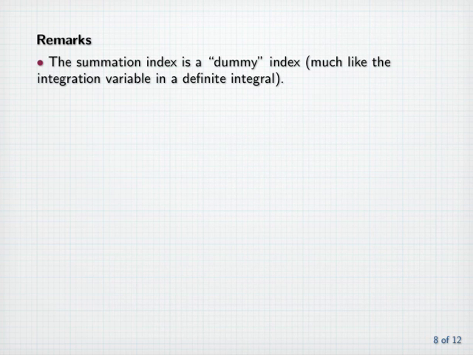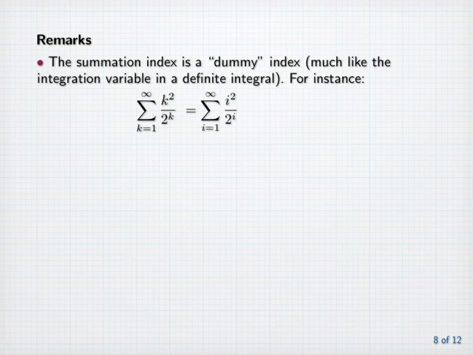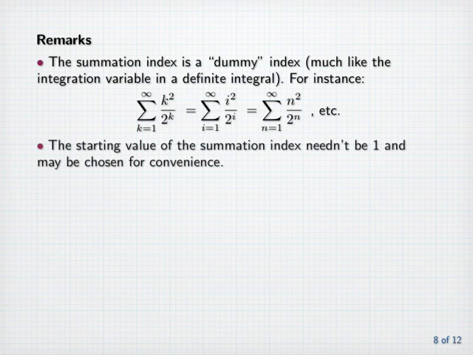A few remarks. The summation index is a dummy index, much like the integration variable in a definite integral. For instance, the sum from k equals 1 to infinity of k^2 over 2^k is the same thing as the sum from i equals 1 to infinity of i^2 over 2^i, which is the same as the sum from n equals 1 to infinity of n^2 over 2^n, etc. The starting value of the summation index needn't be 1 and may be chosen for convenience.